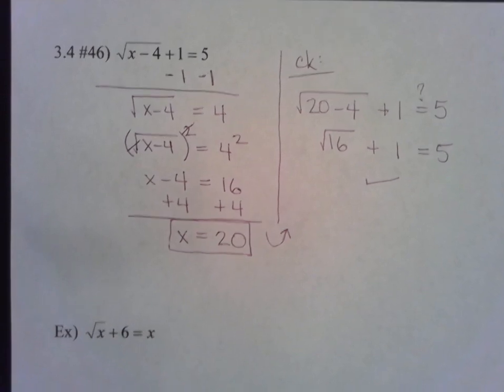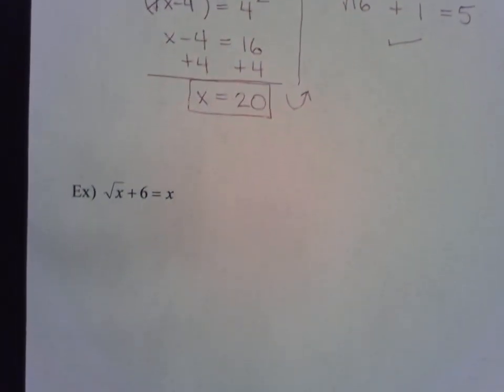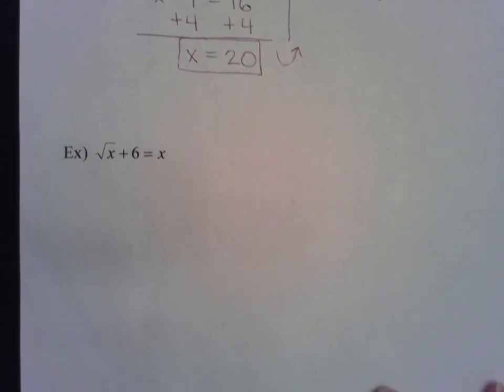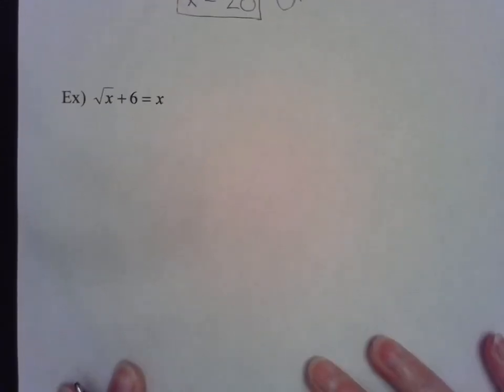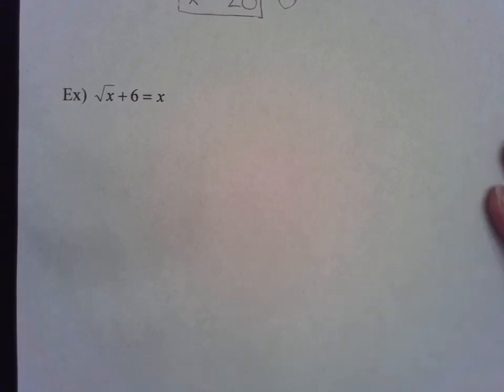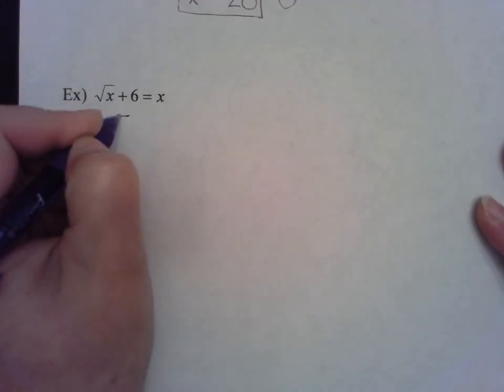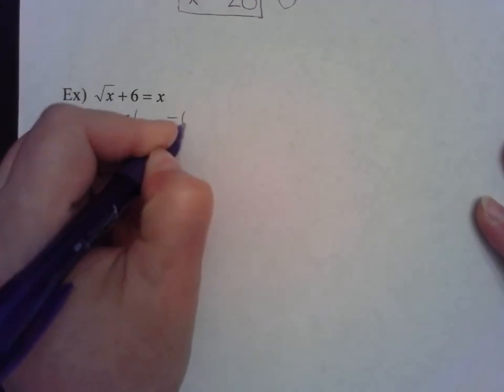Okay, I have a third one here for you. This one is the same process, but as we solve, it looks a little bit different in the in-between steps. So I thought we could look at this one as well. Okay, so same basic steps. Again, we want to isolate the square root, so we'll subtract 6 on both sides.